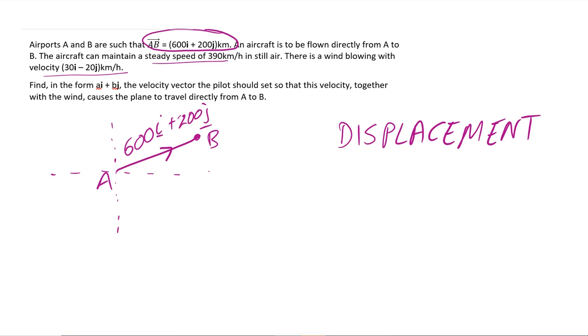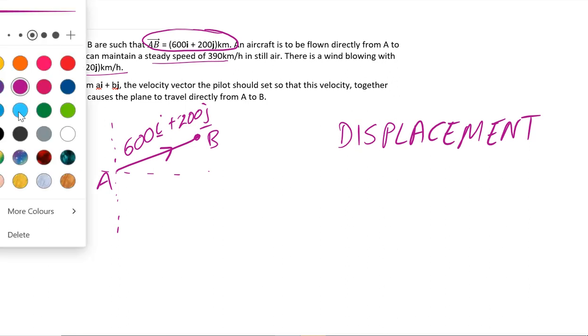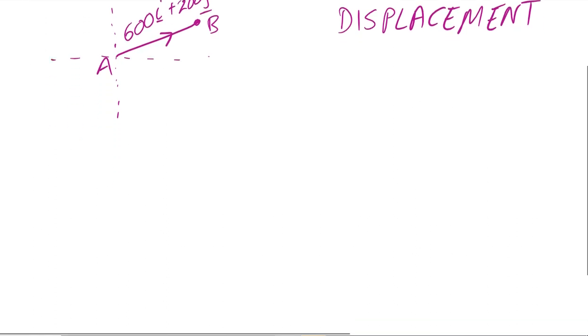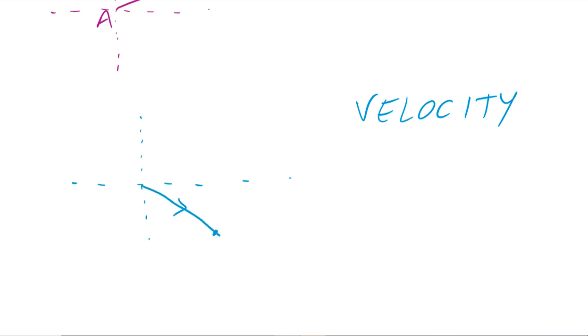The next bit of information tells us an aircraft can maintain a steady speed and we have a wind blowing. As soon as we talk about that, we are looking at velocity vectors, so we're going to draw a different diagram for that. This one is looking at velocity. We have a wind of 30i take 20j, which is around here, in this direction. All of that is kilometers per hour.